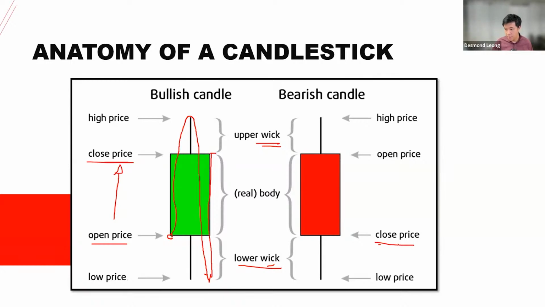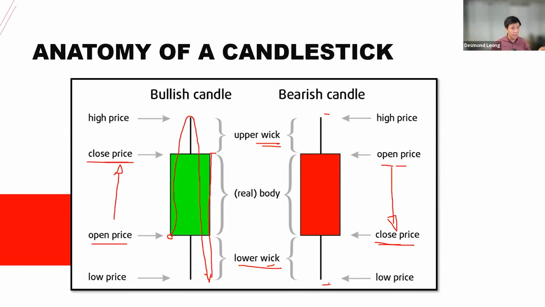If the closing price is below the open price, that means it's a bearish candle. The little wicks at the top and bottom basically just mean how high or how low price actually went during the candlestick. Okay, so this is the anatomy of a candlestick.